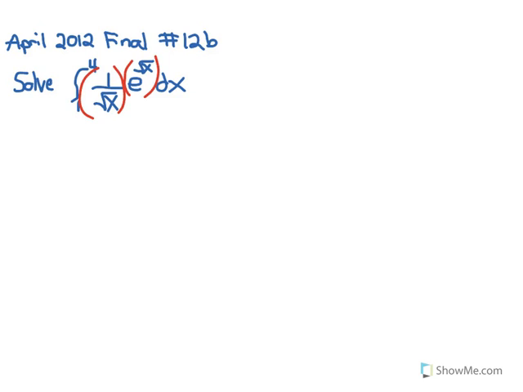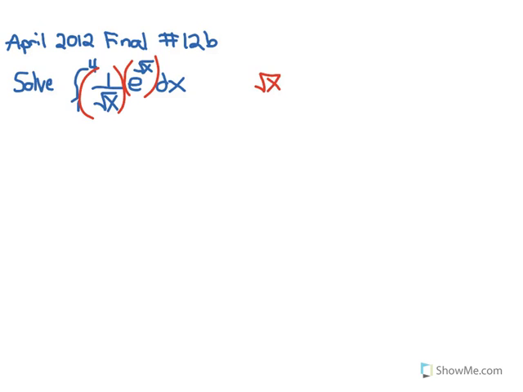Now e to the anything with an x in it is always a good place to start for integrals, because we know that the derivative of e to the x is e to the x, and the integral of e to the x is e to the x. So that kind of stays the same. Hopefully we can notice that we want to go straight to the exponent in e to the whatever. In this case the exponent is root x.